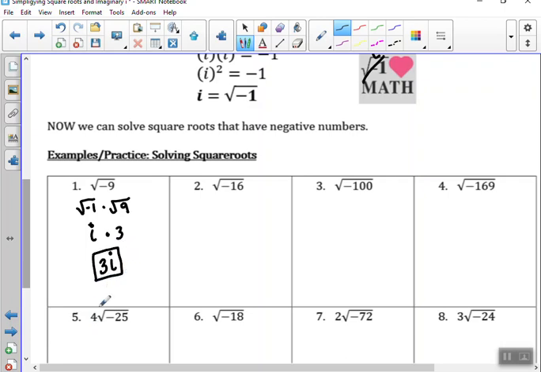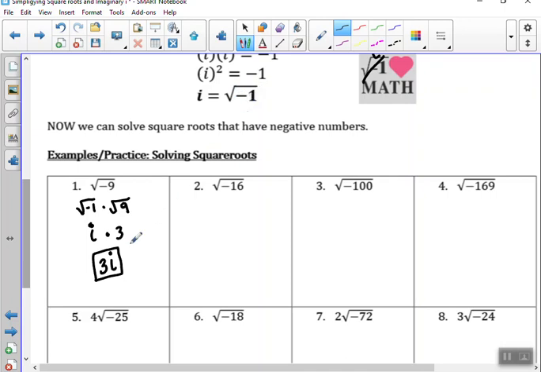What happens to the negative sign in the 9 right here? It goes away. It's in the I. This I automatically means it's the negative sign. We just can't have a negative under the radical, so we have to put the I so that it goes.